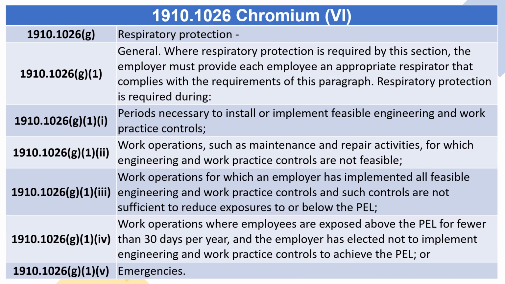1910.1026 G. Respiratory protection. 1910.1026 G1. General. Where respiratory protection is required by this section, the employer must provide each employee an appropriate respirator that complies with the requirements of this paragraph. Respiratory protection is required during the periods necessary to install or implement feasible engineering and work practice controls.